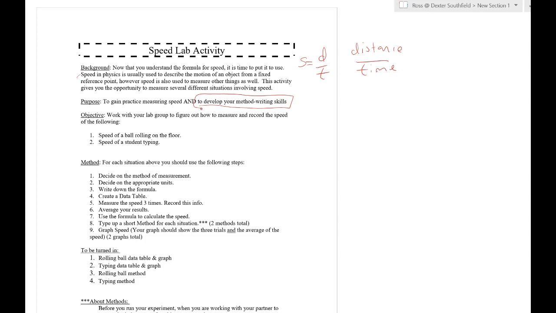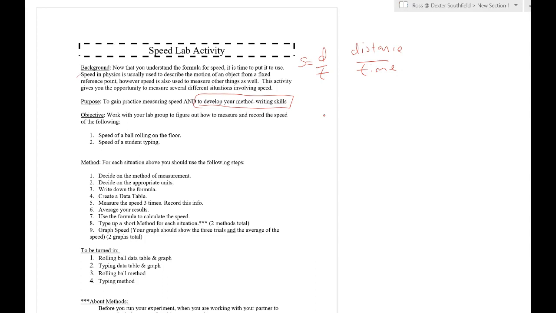But one key thing to keep in mind is this lab is not about seeing how fast you can roll a ball or how quickly you can type. The actual numbers, how fast the ball went or how fast or slow you typed, doesn't matter. So if you mess up in your typing and you type really slowly today, or you're just not a great typer, the whole purpose of this is not to see if you're fast or slow. It's to get some data that we can use in a data table and a graph, but more importantly, it's for you to then think about the method that you used and write that method up in a way that somebody else could follow. We'll get into that in even more detail in a second.